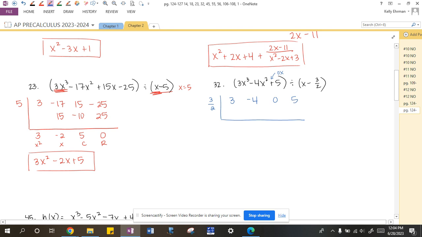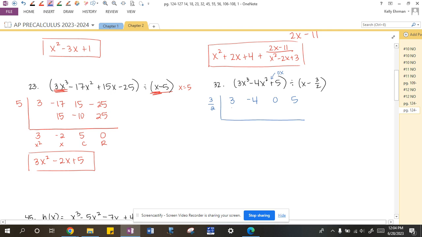Also, this is a hard one to see. If we were missing the constant term, if this said plus 5x, no constant, you need to add a 0 for the constant as well. And if you don't, you'll have a number that you think is a remainder that shouldn't have been, and everything will be bumped up a degree.